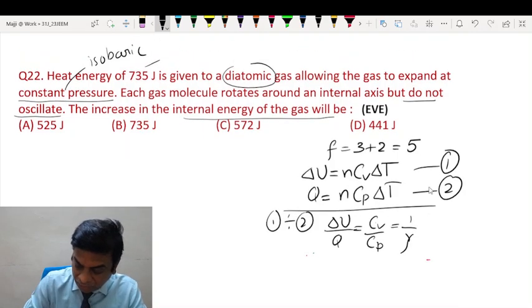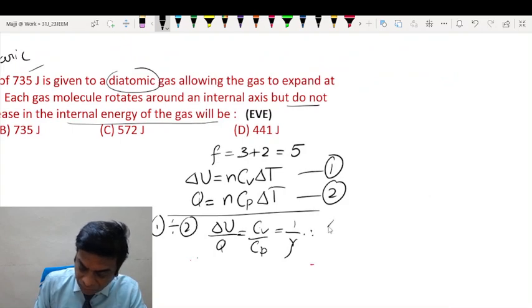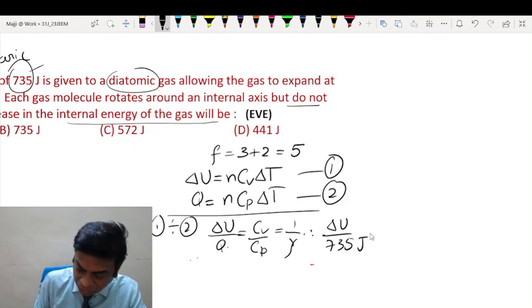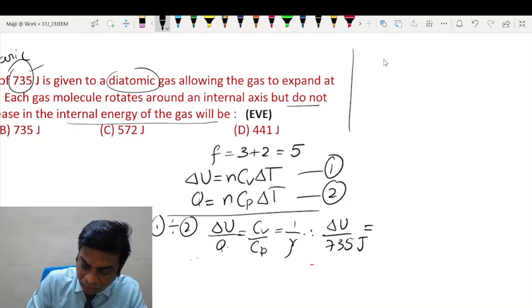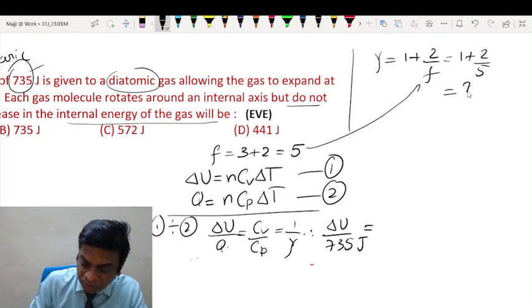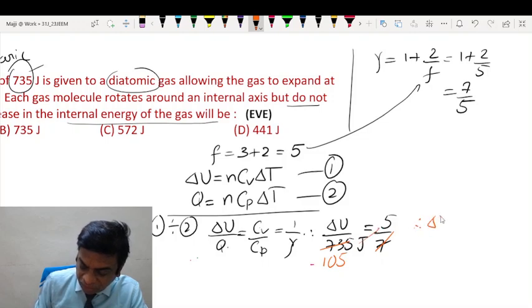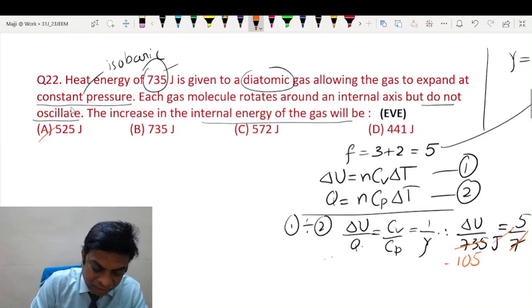So therefore I can write ΔU upon Q, where ΔU is given as 735 joule, is equal to 1 by gamma. Now we all know that gamma is related to degrees of freedom as 1 plus 2 by f. You have to remember this, students. So putting the value of degrees of freedom as 5, we'll have 1 plus 2 by 5, that is 7 by 5. So 1 by gamma is 5 by 7. Let us cancel this: 7 sevens are 49... 7 times 105 is 735. So when you multiply, you get the final value as 5 into 105, that is 525 joule. So the correct answer is option A.